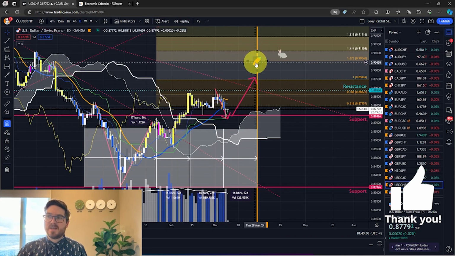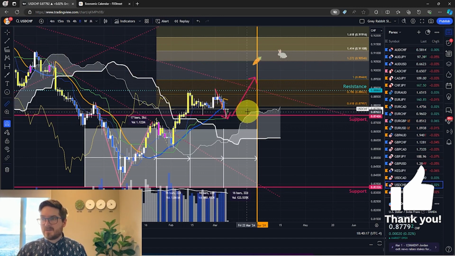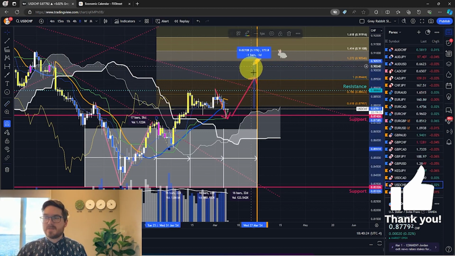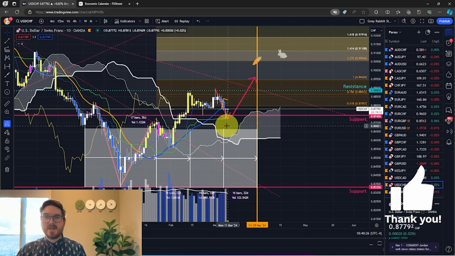Hopefully this will be an N wave up to this 1.272 target area, which is up around this Kumo cloud structure here. And that has a lot of room to run. From the current price to that level is around 272 pips. So yeah, guys, not this week.